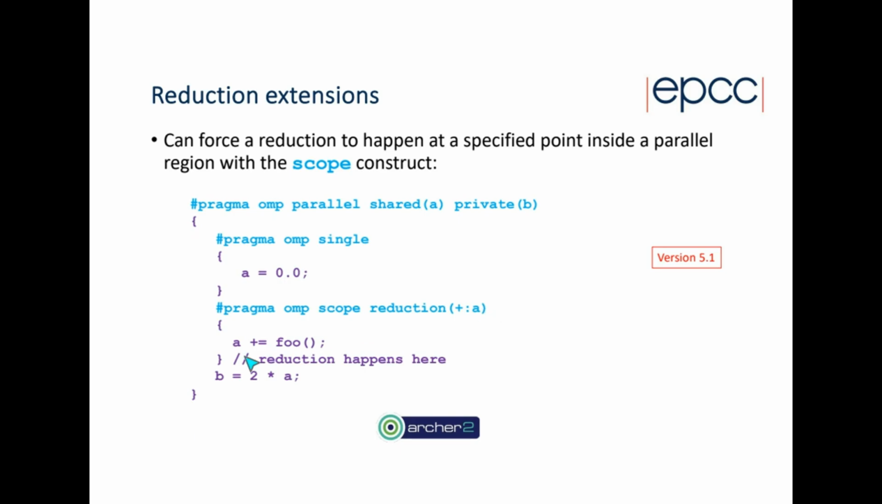And what that does is it forces the reduction to happen at the end of the scope construct. Okay, so you can have a parallel region here, and a shared variable A, set an initial value and correctly synchronize that in a single region. And then I can have this scope reduction construct here. So I can increment A from different threads and then force the reduction to happen at the end of this construct. And then what I read here in A is the result of the reduction.